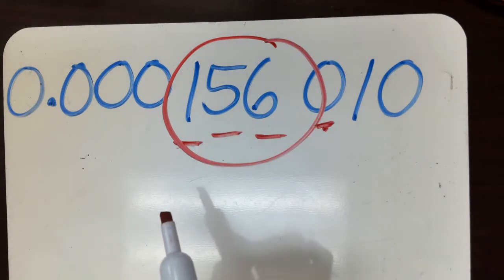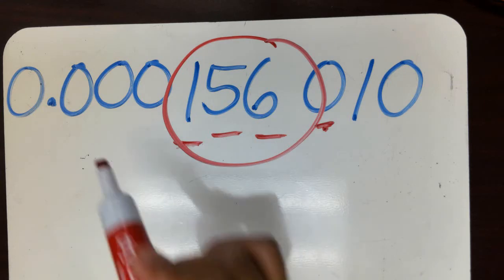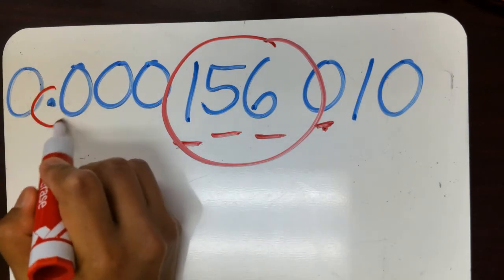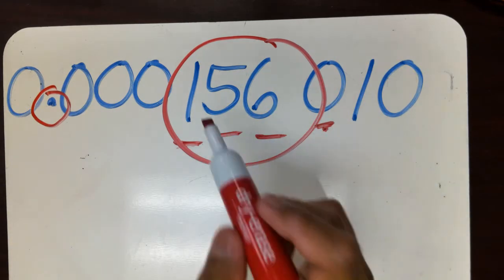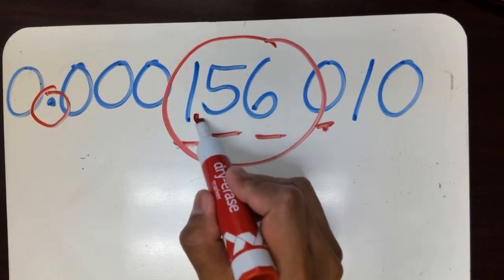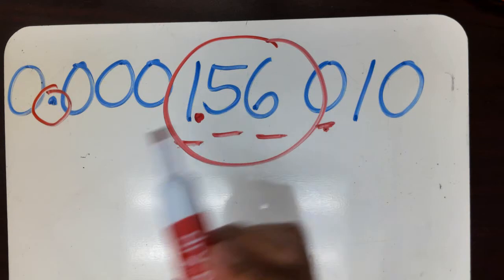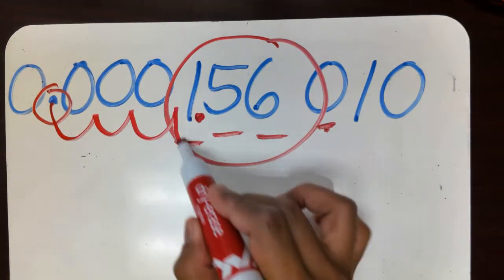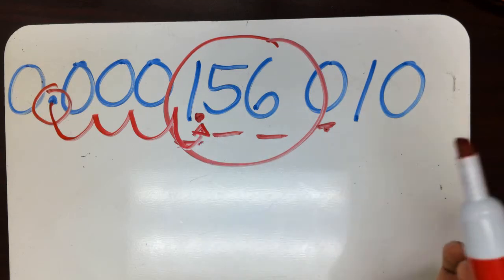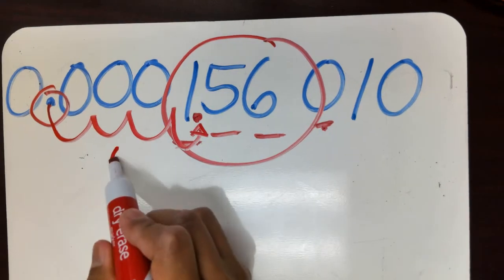Now, we're going to move the decimal point. The last step, step 2. Our decimal point is initially here. Where do we transfer it? Between the 1 and 5. After the 1. Then we count. 1, 2, 3, and 4. You move 4 times.